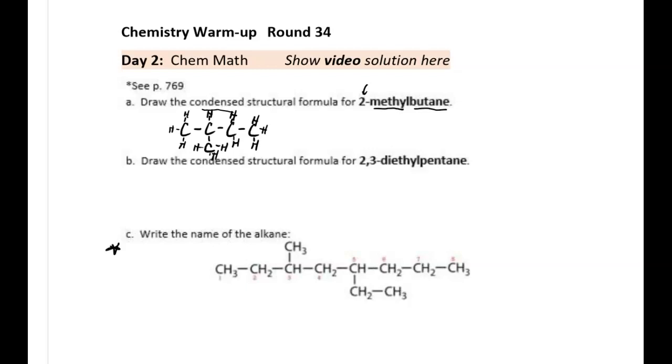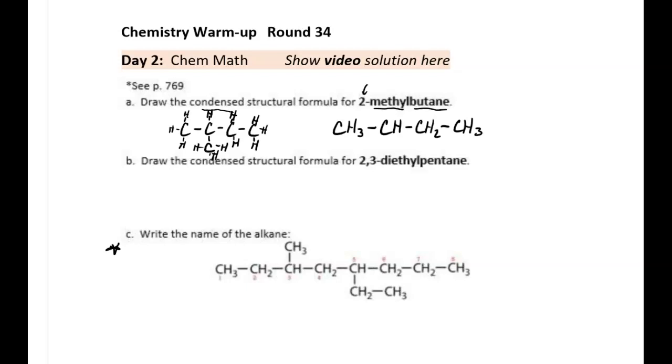So let's just redraw that as a condensed formula. The first carbon in the chain has 3 hydrogens connected to it. We can call that CH3. And then you put a dash and you move to the next carbon in the chain. That second carbon has only 1 hydrogen attached to it, so CH. Now the third carbon in the chain. This carbon has 2 hydrogens, so CH2 is its condensed version. And the fourth carbon in the chain has 3 hydrogens, so CH3.